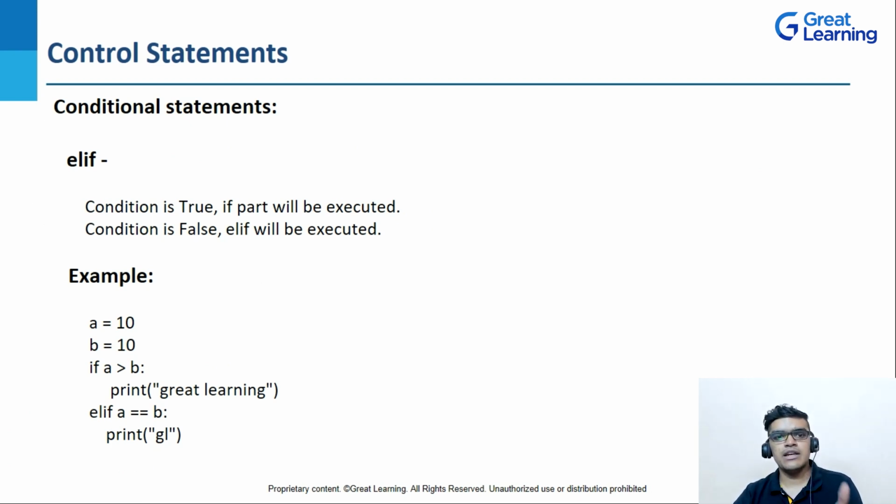So what will happen in else if statement? Let's suppose your condition was true. Then we know that if part will be executed. But when the condition is false, else if will be executed. So here you can see that in this example, I am having a is equal to 10, b is equal to 10. And the first condition is that if a is greater than b. So we can clearly see here 10 can't be greater than 10. So this condition is not satisfying.